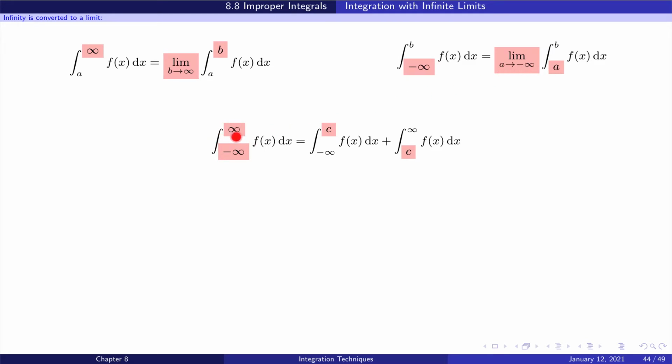And then for the third case, where we have two infinities, we're going to split this antiderivative into two cases, and the choice of c is arbitrary. Most often c equals 0 is used because then it's symmetric. And then we would take this first antiderivative and do it as if it was this situation, and then the second antiderivative would be as if it was this situation. So first you split, and then you treat each of these two like the previous two examples.